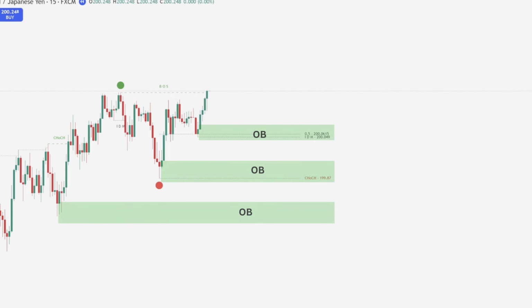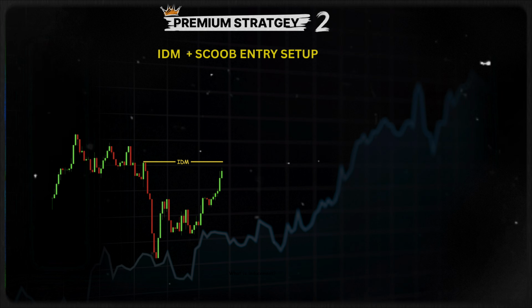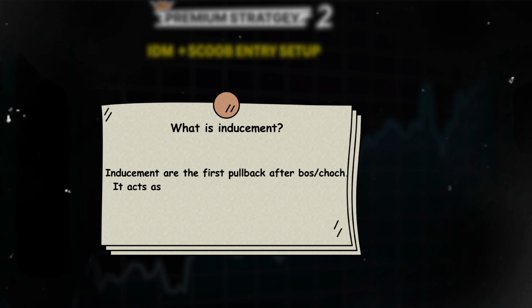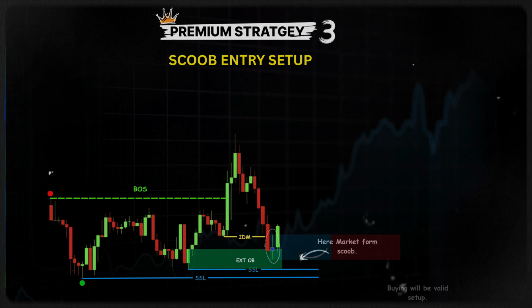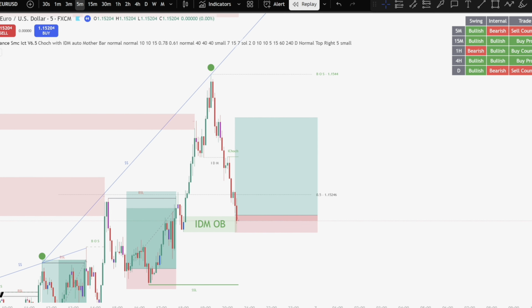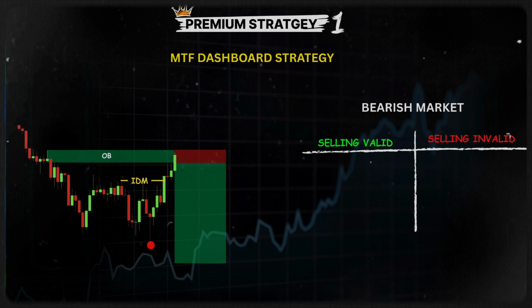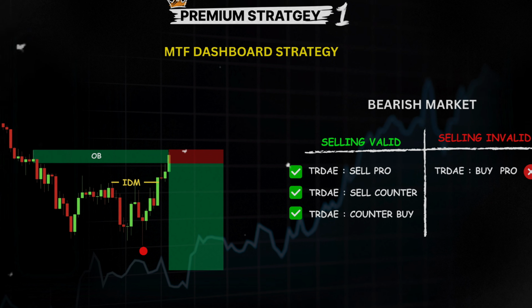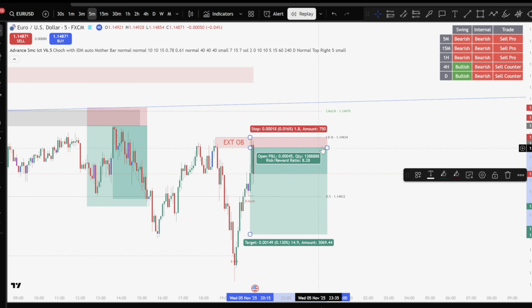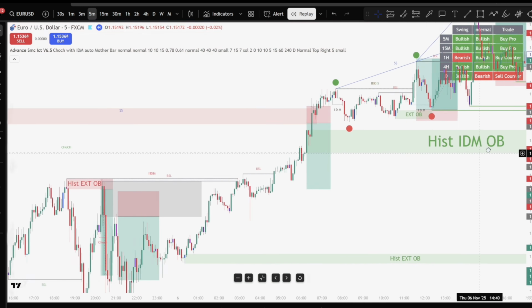When the market makes two or more order blocks, most traders get confused about where to enter. But no need to worry. Today, I will reveal secret features of the Advanced Smart Money ICT Indicator. Using these features, you will know exactly which zone is valid. And that's not all. I will also reveal the MTF Dashboard Premium Strategy. Now, let's backtest it live, and trust me, you'll be shocked by its accuracy.